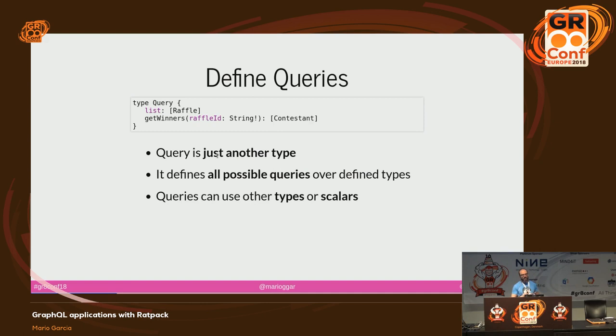Queries can use other types or scalars. In this particular example, we see that we are using raffle and contestant, which are two data types that we have already defined, and scalars such as string or integer, which are primitive types, so to speak. Queries may also have arguments. In this case, the get winners query has an argument called raffle ID, which is of type string, and it has an exclamation mark, and we'll see what that means in a moment.